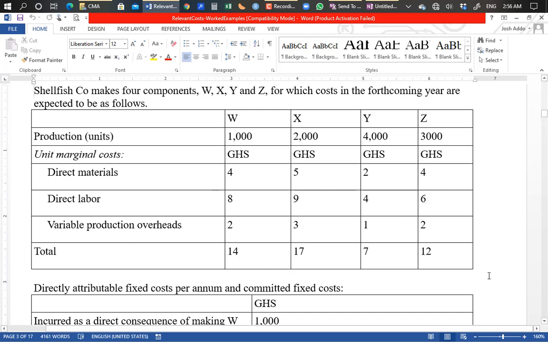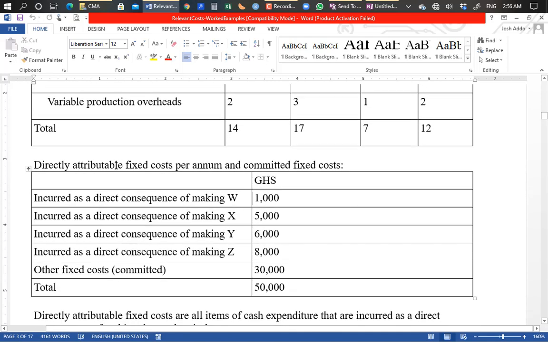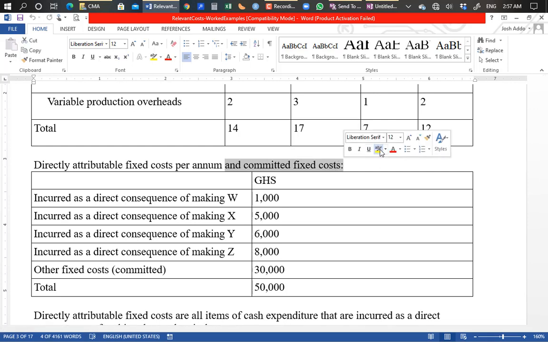In addition to incurring these variable production costs, there are also some fixed costs which get incurred, some fixed costs which arise as a direct consequence of making each of these products. So you see directly attributable fixed costs per year, per annum, and committed fixed costs. Okay, so you should be able to distinguish between the two, and it is clear in the question. So we have incurred as a direct consequence of making W.